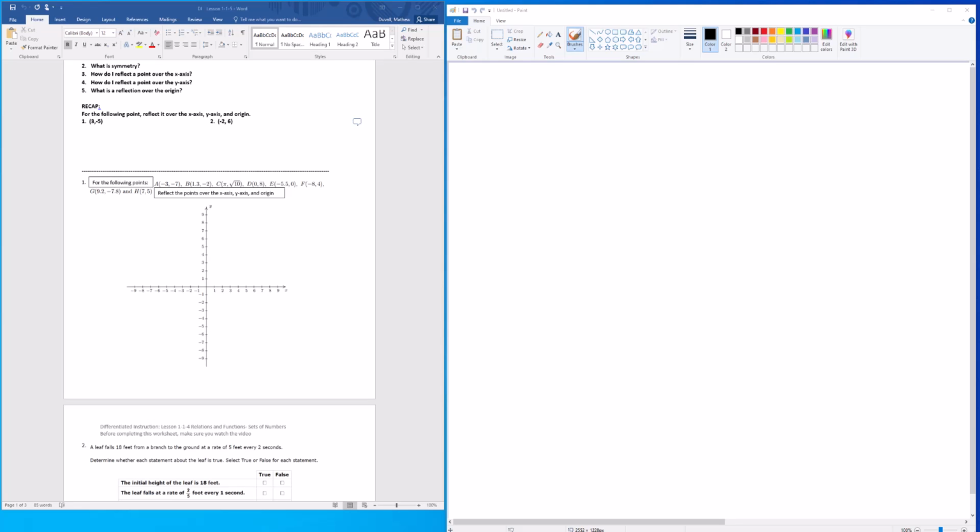All right, it says for the following points, and it lists them. It says reflect the points over the x-axis, the y-axis, and the origin. So as a recap, if you reflect something over the x-axis, you're switching the sign of your y value. If it's over the y-axis, you're switching the sign of your x value. And if it's over the origin, you're switching the x and you're switching the y.